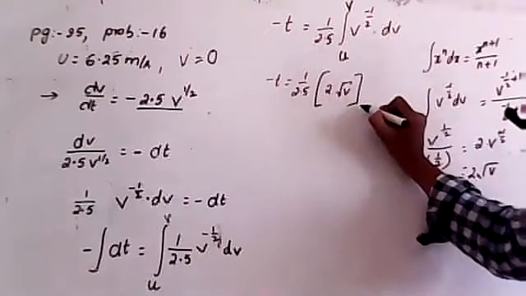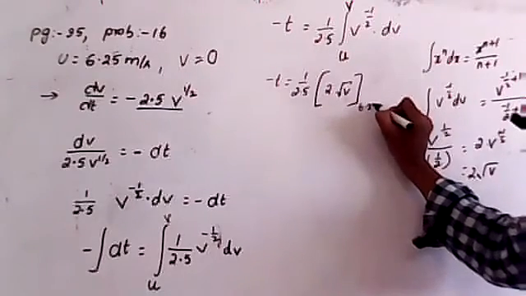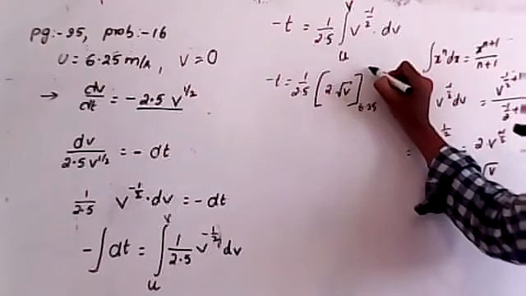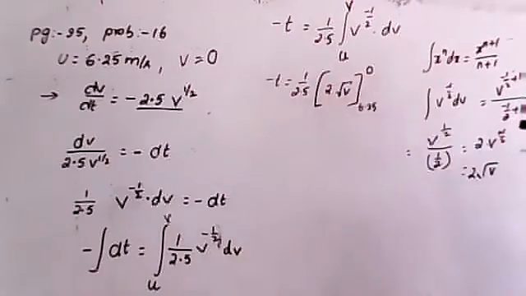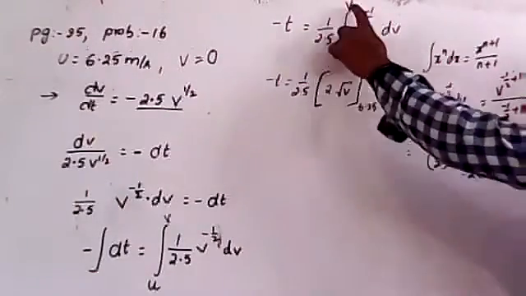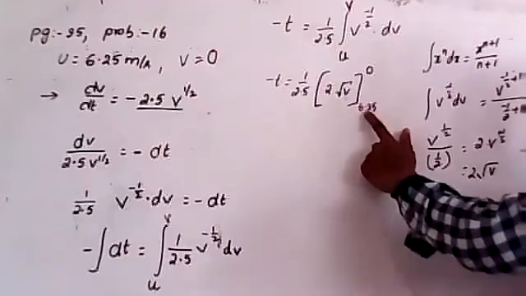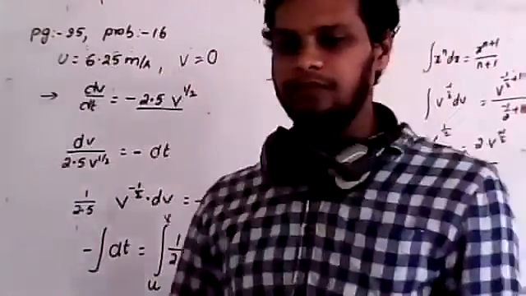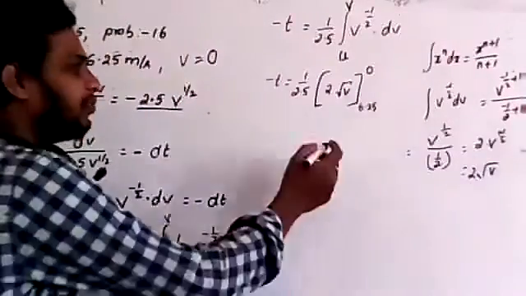Between the limits, initial velocity is how much? 6.25. Final velocity is how much? 0. Understood? So initial velocity 6.25, final velocity 0. That's why they gave this value like this.